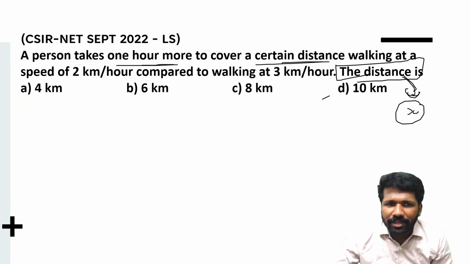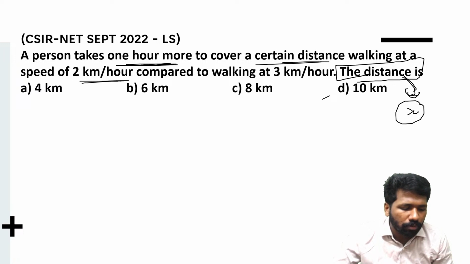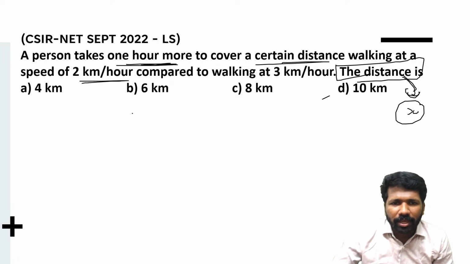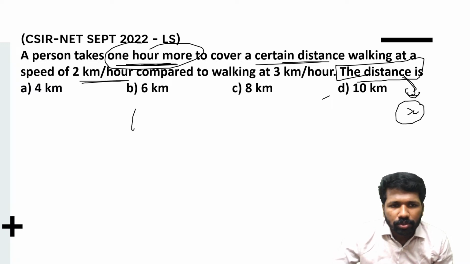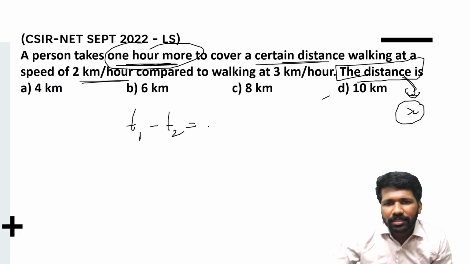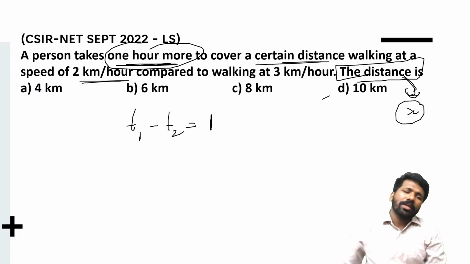For traveling the distance, 1 hour more he will take if he is traveling at 2 km per hour. So the time is compared. What is to be compared, you have to understand. 1 hour more means time is more. So the time taken in the first case minus the time taken in the second case is 1 hour. Are you all understanding?